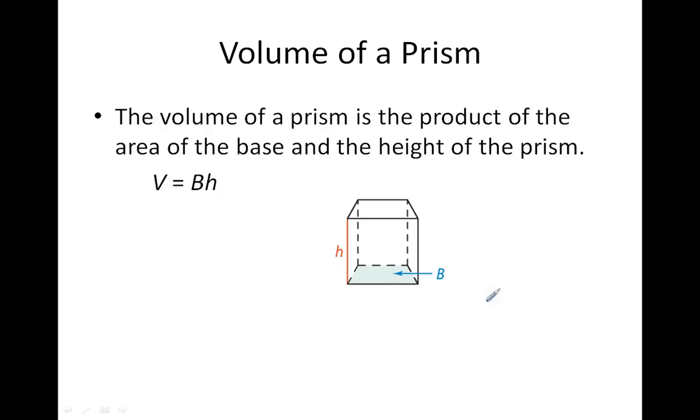So the volume of a prism, very straightforward. You may have seen it slightly differently before, but the volume is the area of the base times the height. Some of you may have seen, particularly for a rectangular prism, length times width times height. Well, keep in mind that length times width is finding the area of the base. So we do the area of the base times the height.